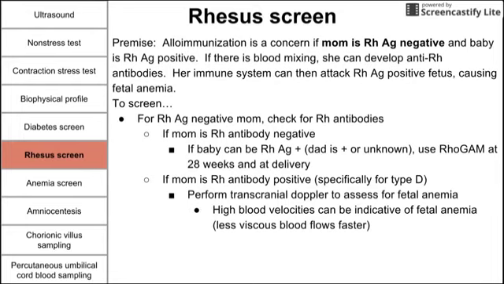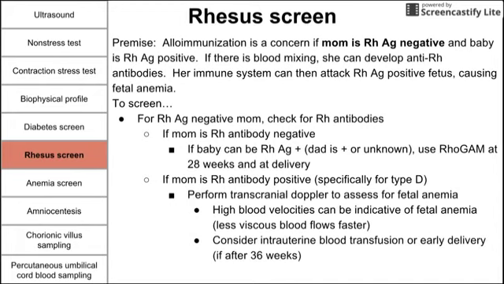This is because less viscous blood flows faster, whereas more viscous blood flows slower. So less viscous blood is more indicative of anemia. You also might consider an intrauterine blood transfusion or an early delivery of baby if baby is older than 36 weeks gestation.